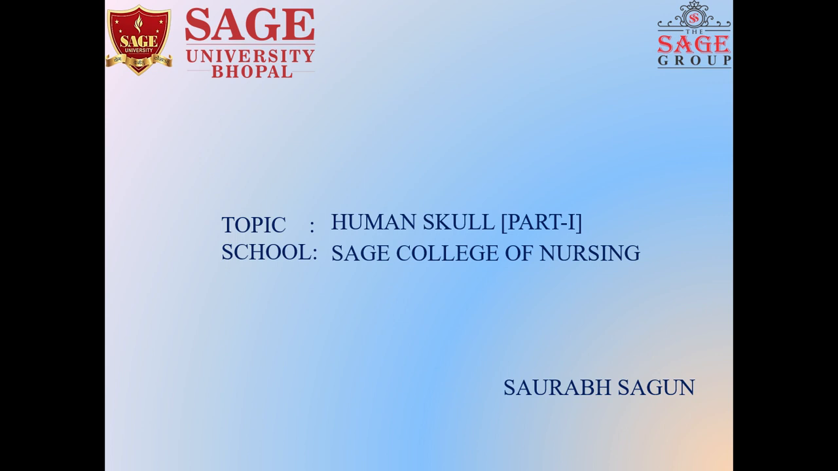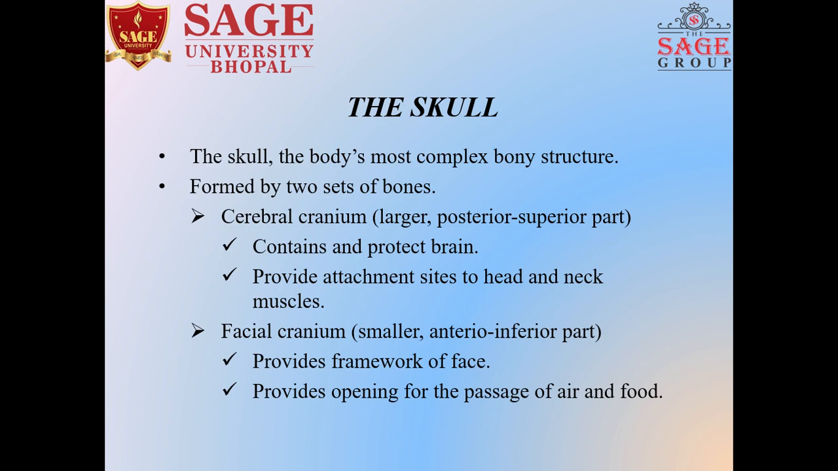I am going to discuss the human skull. The human skull is the body's most complex bony structure. It is formed by two sets of bones, namely the cerebral cranium and the facial cranium. The cerebral cranium is the larger posterior and superior part. It contains and protects the brain and provides attachment sites for head and neck muscles.